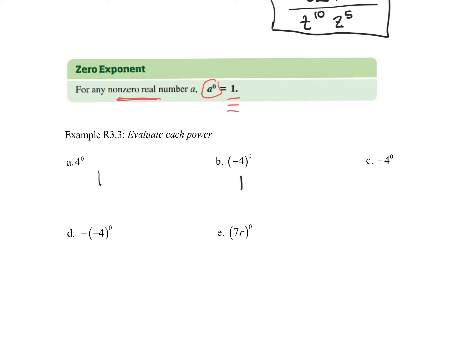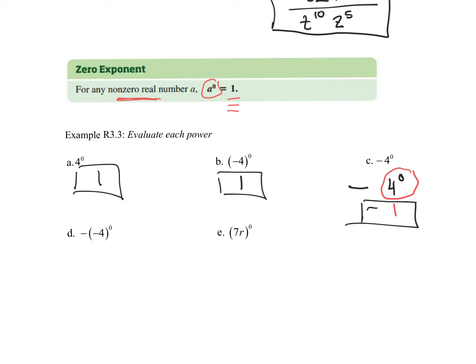Okay, C is different. C says you have a negative, but then the 4 is raised to the 0th power. So the only thing that has the 0 on it is the 4. So 4 to the 0th is 1, and then I have the negative out front. So my answer for letter C is -1.